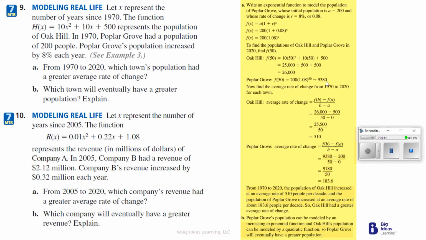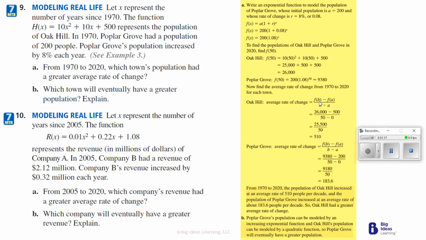So now, once again, we're going to take the 26,000, and we're going to be subtracting the 500. This is Oak Hill's average rate of change now, because we started with 500. That was the starting point. Then we're going to take 50, because that's 50 years minus 0 years. So now we've got 25,500 divided by 50, which is 510.